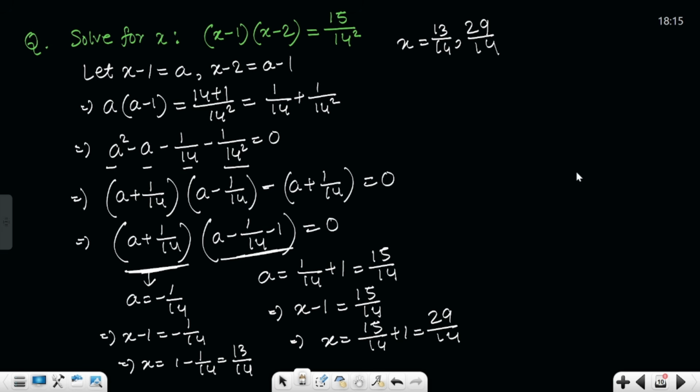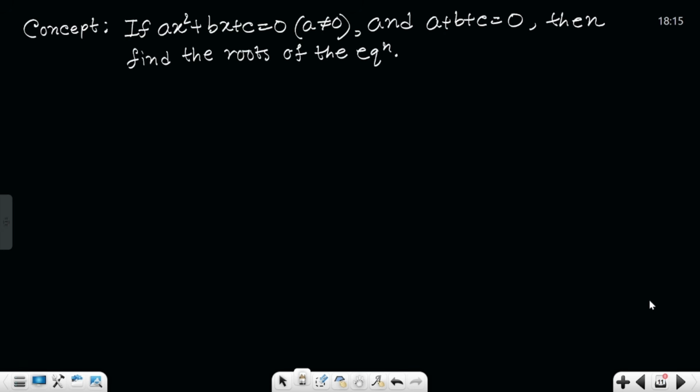So now let's go for another. Now here is a concept. What is saying, if ax square plus bx plus c equal to 0 and a plus b plus c equal to 0, then we need to find the roots of the equation. Okay, so how we will do it? First see here. We will start from here. Okay. So what is saying, a plus b plus c is equal to 0. From here we can say b equal to minus a minus c. If we take minus common here, it will be minus a into a plus c. Okay, in the bracket.